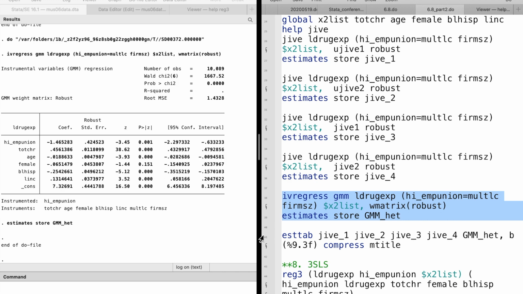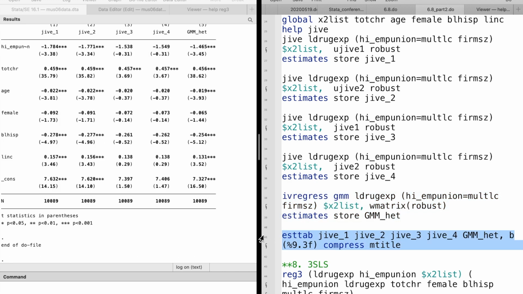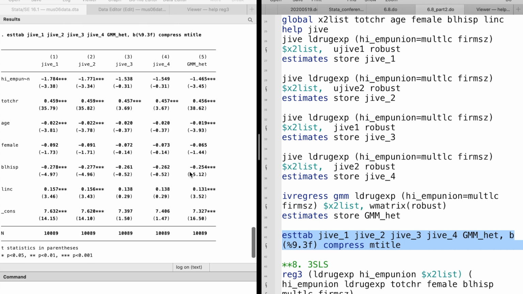We use the estimates table command to show all the estimates. Notice that the number in the parentheses is the t statistic. If you would like to put standard errors in the parentheses, you should add the SE option. The results from the first 2 Jackknife instrumental variables estimators are similar to those from GMM estimator.